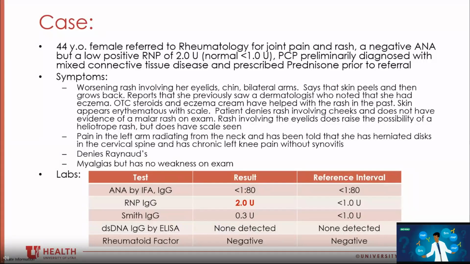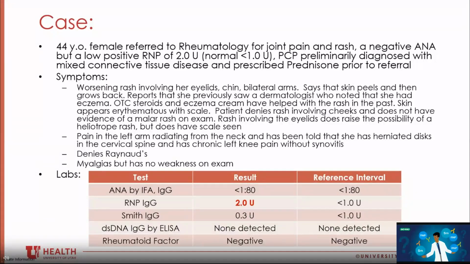She was referred to a rheumatologist, at which point she was reevaluated. The patient reported that her skin peels and then grows back. She had previously seen a dermatologist who noted that she had eczema. Over-the-counter steroids and eczema cream were found to reduce her symptoms. On examination by the rheumatologist, her skin appeared erythematous or red with scales. The patient denied having a rash involving her cheeks and did not have evidence of a malar rash on examination.